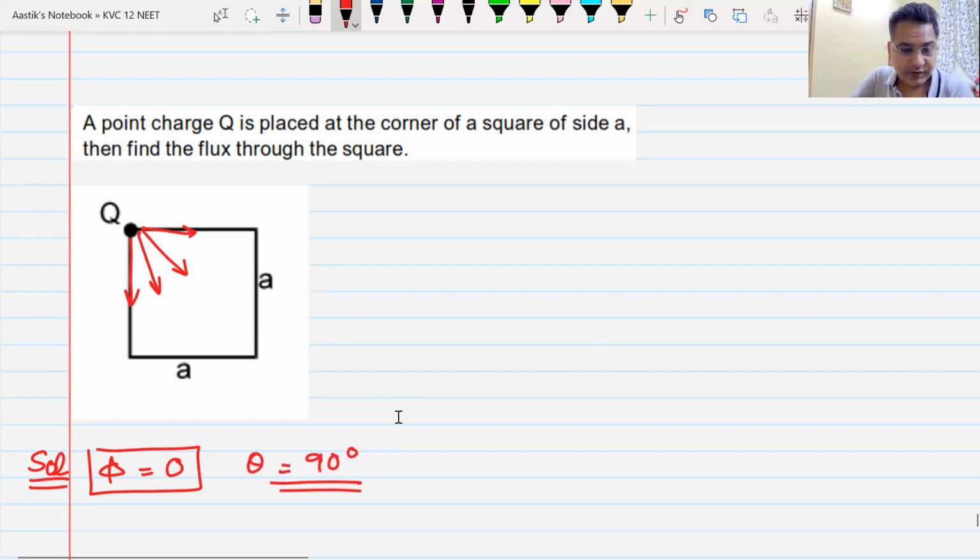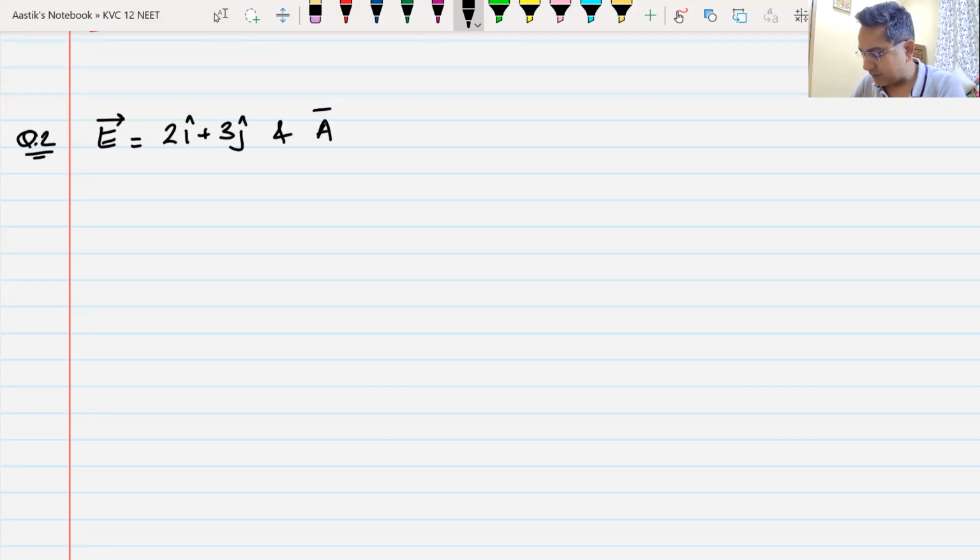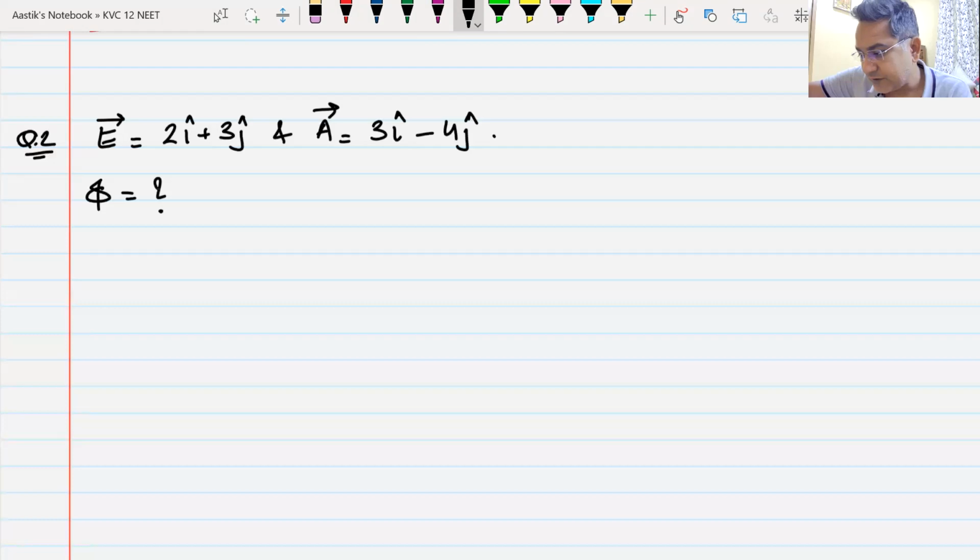Okay, one more problem. An electric field is given by 2i plus 3j, and the area vector is given as 3i minus 4j. All are given in vector form. Find the flux of this electric field. These are the type of questions that you can expect. I'll give you 2 minutes.